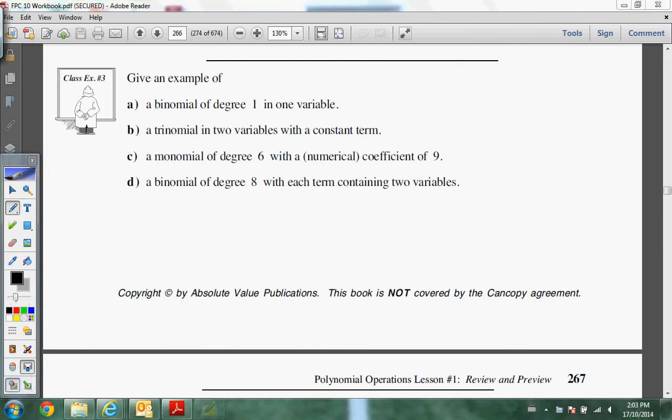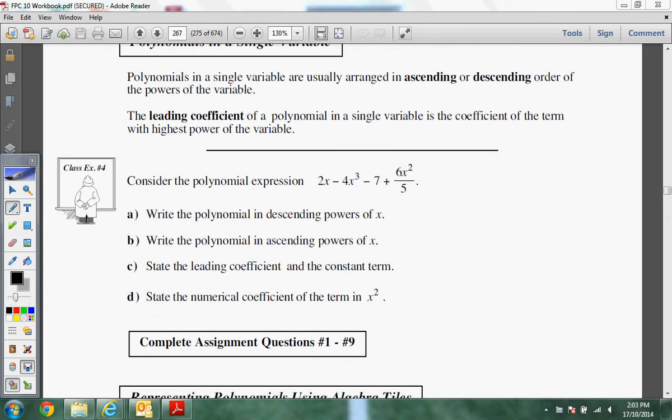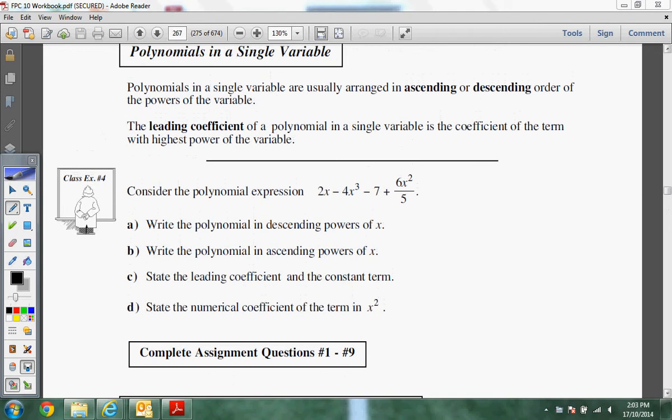All right, 267. And yeah, we're almost there. Okay, polynomials with single variables are usually arranged in ascending order. So it's always nice to have your x squared first, your x second, your constant third. So you always like to go in ascending order.